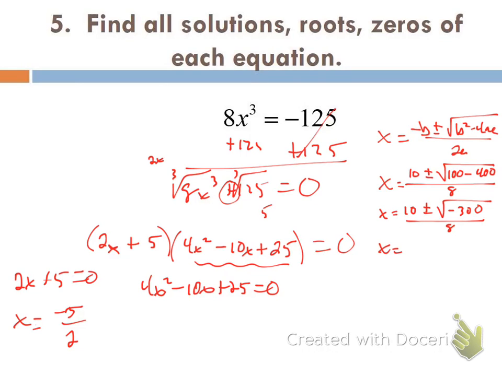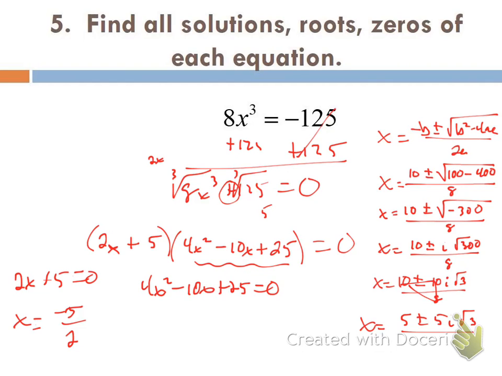Simplify that radical. We got a negative in there, so we got to pull an i out. And then simplify the square root of 300. So we get 10i radical 3. And then you can look at your triangle there and try to simplify that. So we get 5 plus or minus 5i, square root of 3, all over 4. And so there's the rest of your solutions.